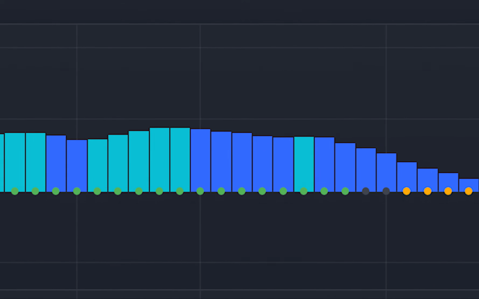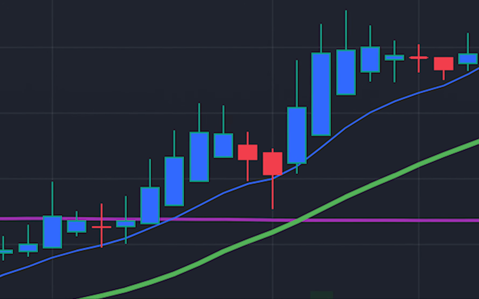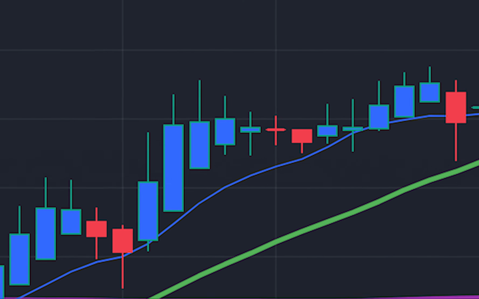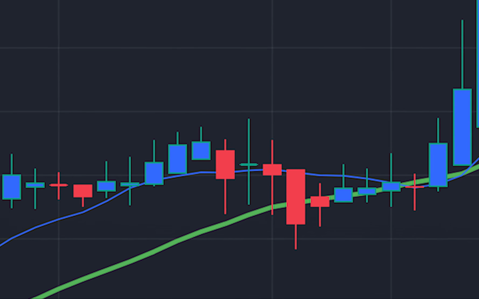What if there was a stock indicator that could work on multiple time frames and get you into a trade before the next big move? That indicator exists, and it's called the TTM Squeeze.